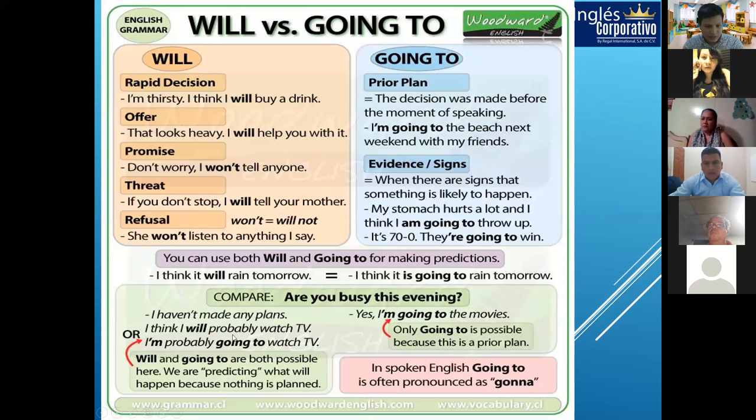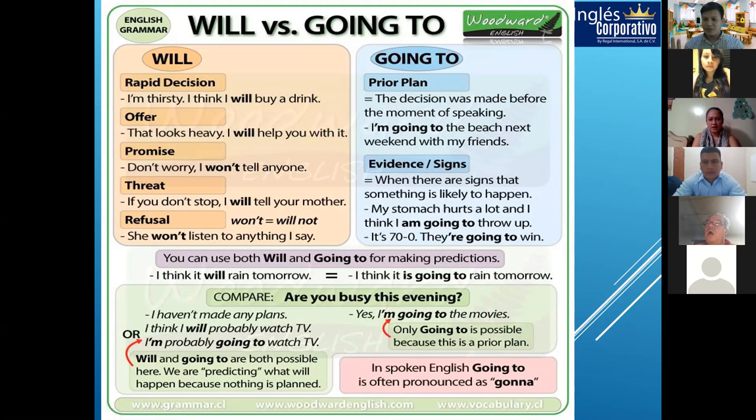For example, let me see an example. I am going to the movies. I am going to the movies. What does this mean in Spanish? I'm gonna the movies. Okay, very good. The movies, yes, very good. We omit the preposition too. In this case, it's part of going. Vamos a omitir este to que está acá. Yes? Okay, that's good. I'm going to the movies. Very good. Nice.